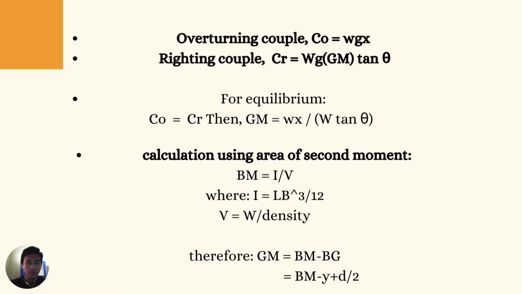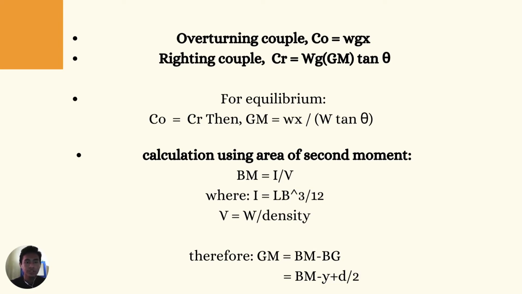So overturning couple, which is C naught, this slide explains about the calculation. So overturning couple C naught is equal to wx. Right turning couple CR is equal to WG times GM times theta. For equilibrium, overturning couple C naught is equal to right turning couple CR, then GM is equal to wx divided by W tan theta.